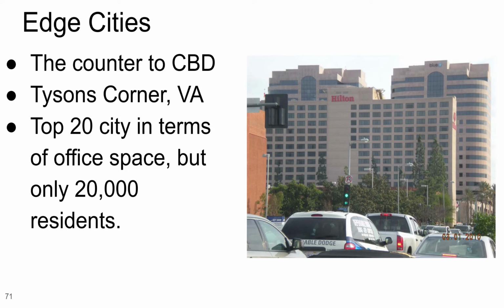Oh, and then there's edge cities, the counter to the central business district. These are cities or city spaces on the edges of cities. And they're really weird. They're the opposite of places. Tyson's Corner, Virginia is an example of one of these edge cities. It's a top 20 city in terms of office space, but there's only 20,000 people that live there. During the day, probably 100,000 people that have commuted to work. And then at night, they all go home.